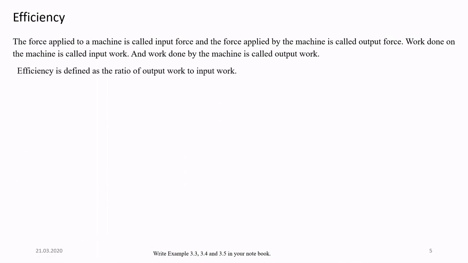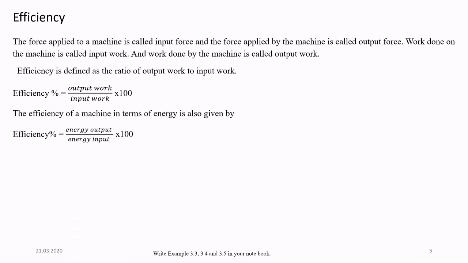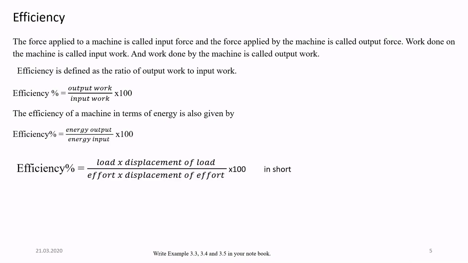Efficiency is defined as the ratio of output work to input work. This can also be defined as the ratio of output energy to input energy. Here we take efficiency as a percentage. You can also calculate efficiency only, but you will get a decimal. When you calculate percentage, we multiply by 100, output work divided by input work. So this ratio, multiplied by 100, gives the efficiency of the machine in percentage. The efficiency of a machine in terms of energy is energy output divided by energy input times 100.